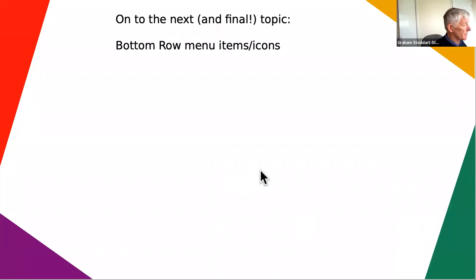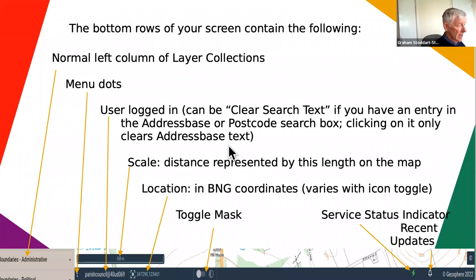So we're now going to switch to the very bottom row of items on the Parish Online screen. So I've just shown you here, this is the bottom two rows, if you will, and on the left-hand side, you've got the column of layers. So that's normal, doesn't need any explanation. Next to it, I've obscured one of them, but there's three dots in the vertical row, which leads you to another mini menu.